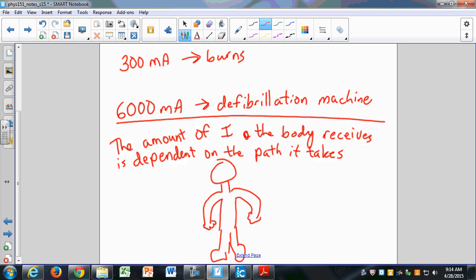It turns out, though, that the resistance of the skin is quite a bit different from the resistance of the internal part of your body, and that the resistance of dry skin is quite a bit larger than the resistance of your internal body.